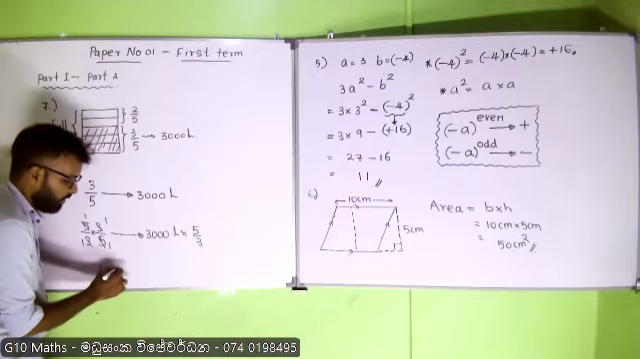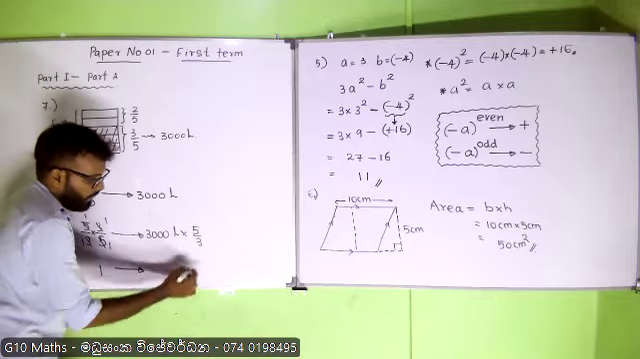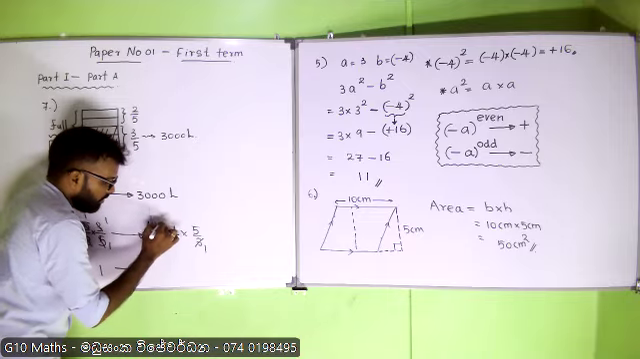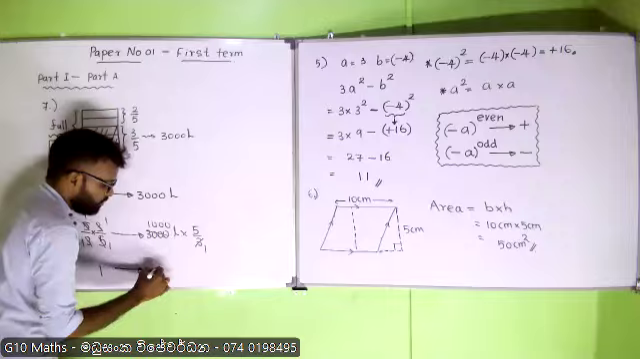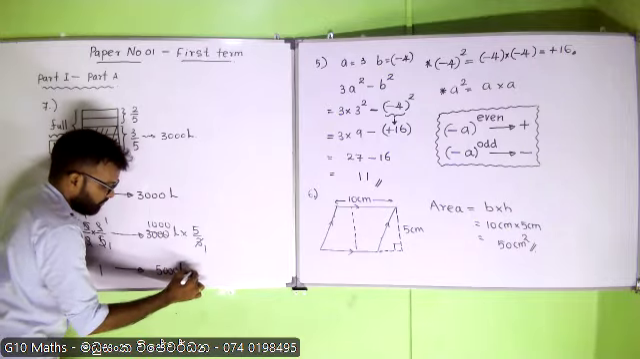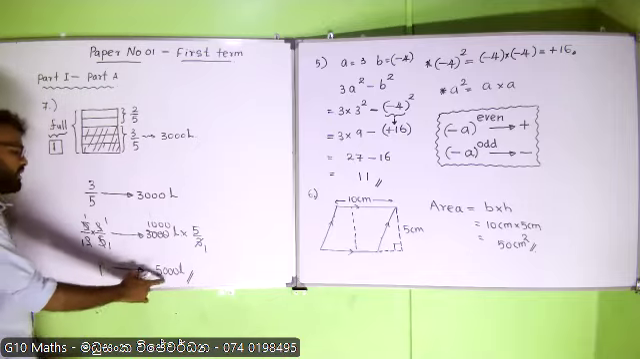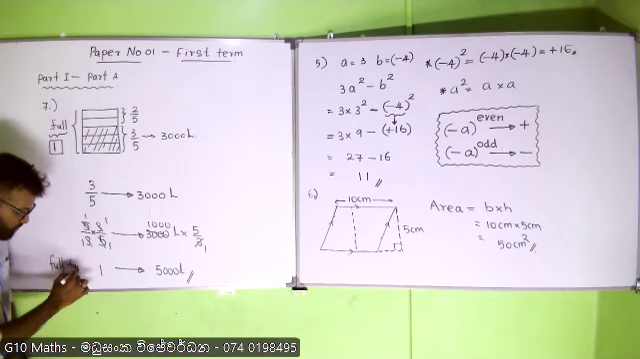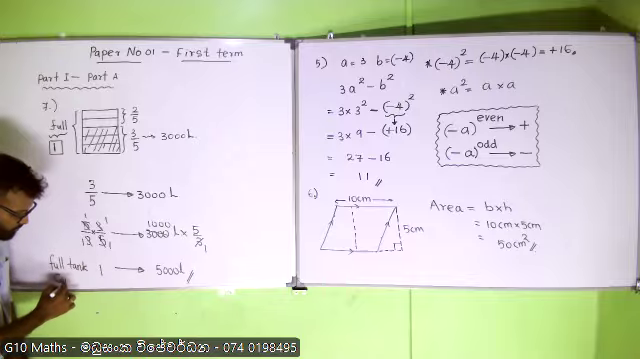So this is the full tank. Full tank capacity will be here. 3 times 1, 1000. 1000 liters into 5, 5000 liters. So the full tank's capacity will be 5000 liters. Full tank capacity.